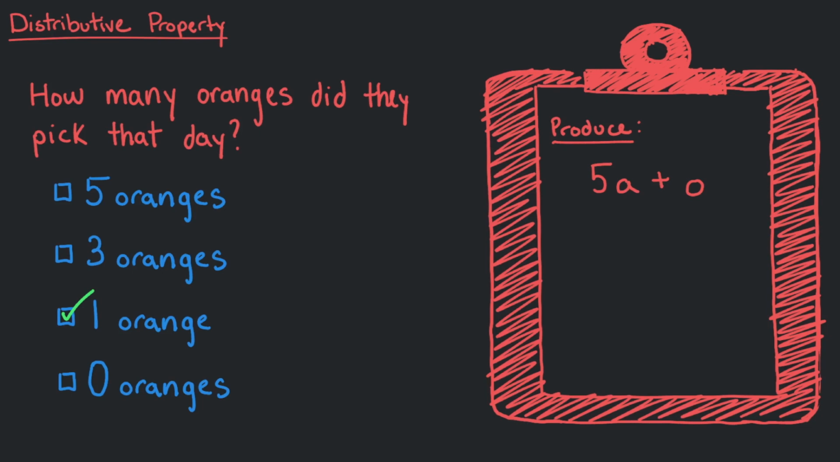Exactly, they only picked 1 orange because the parentheses are not there to indicate that the 5 is being multiplied by both the apples and the oranges. Right now, it is only multiplied by the apples, and oranges has an automatic coefficient of 1.